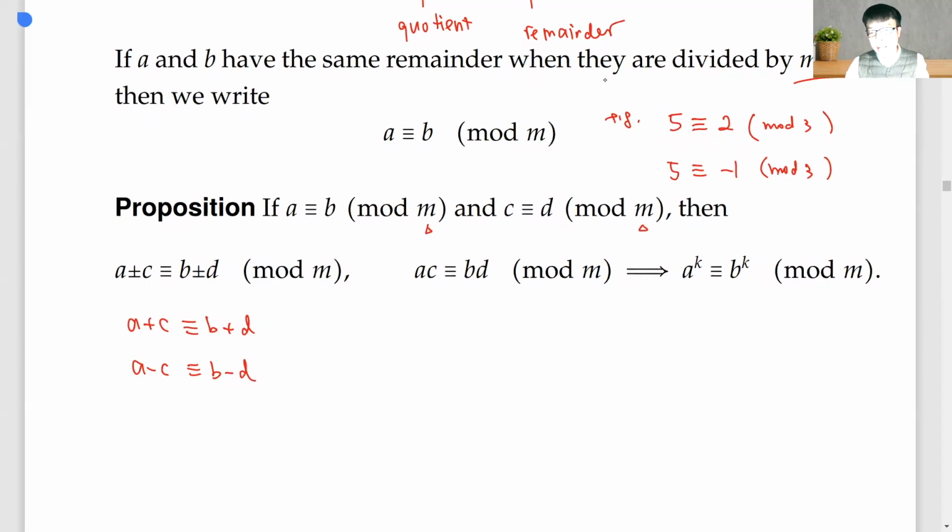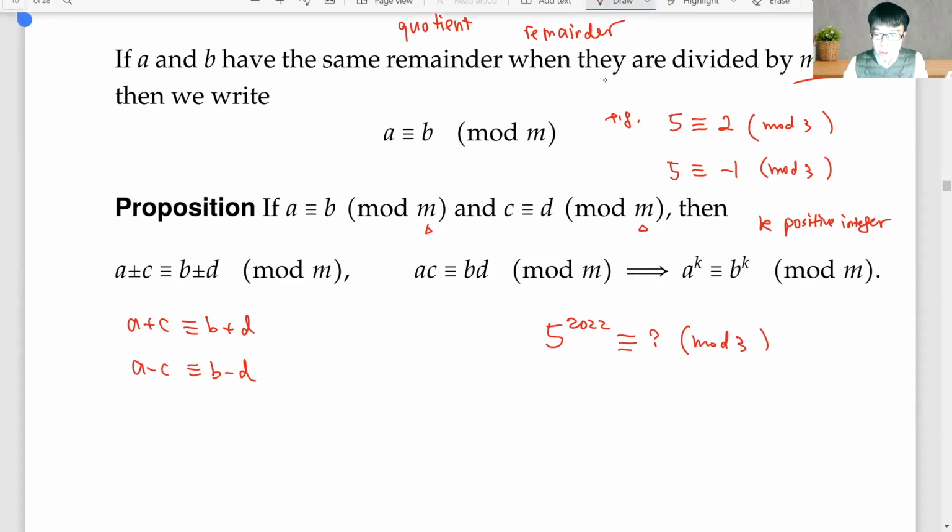Now, a special case is A multiplied by itself many times. So we will have A to the kth power, where k is a positive integer. If A is congruent to B modulo m, then A to the kth power is congruent to B to the kth power modulo m. So for example, if we consider 5 to the 2022nd power, and I want to find the remainder when this is divided by 3. 5 to the 2022nd power is a very big number, so it's hard to see. But we can use this property to simplify quickly.